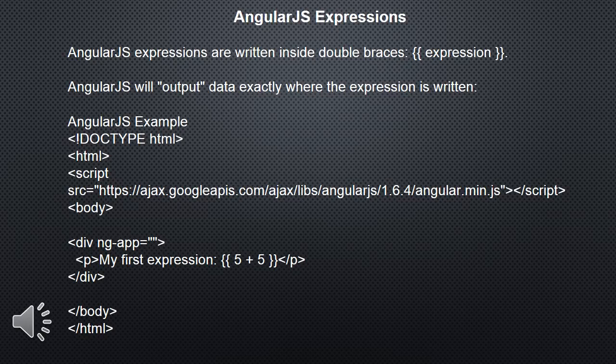AngularJS expressions. Expressions are used to bind application data to HTML. Expressions are written inside double braces like {{ expression }}. Expressions behave in same way as ng-bind directives. AngularJS application expressions are pure JavaScript expressions and output the data where they are used.